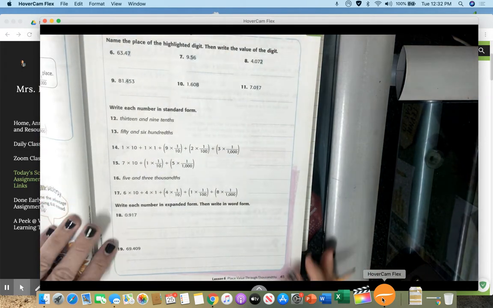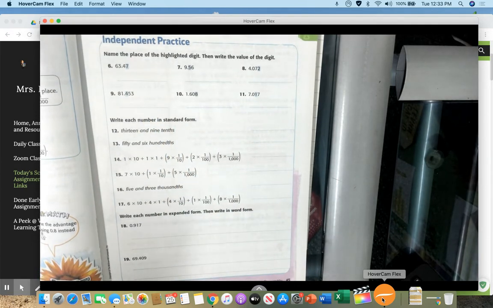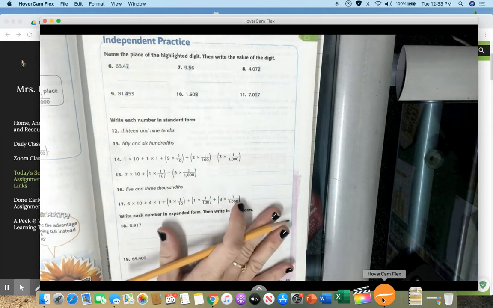So I'm on page 45. I'm going to do a couple of each of these, and then you guys will do the rest for your assignment today. If you don't finish, don't worry about it.